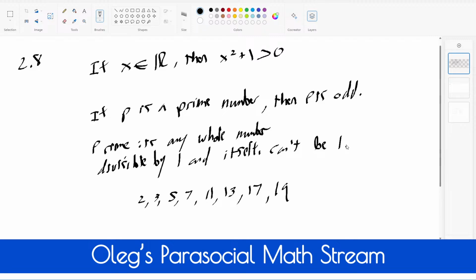Okay, because 1 is divisible by itself, but then the way the primes work, it would kind of break it down when it comes to prime factorization. That's just, we're not getting into that right now.